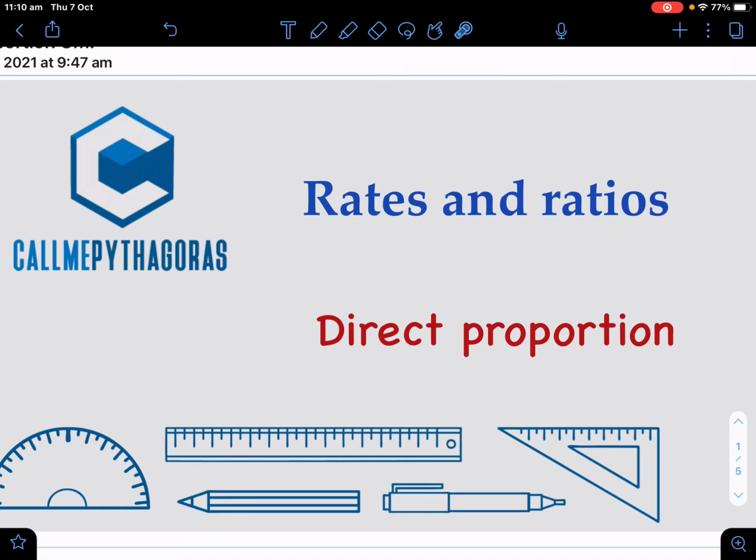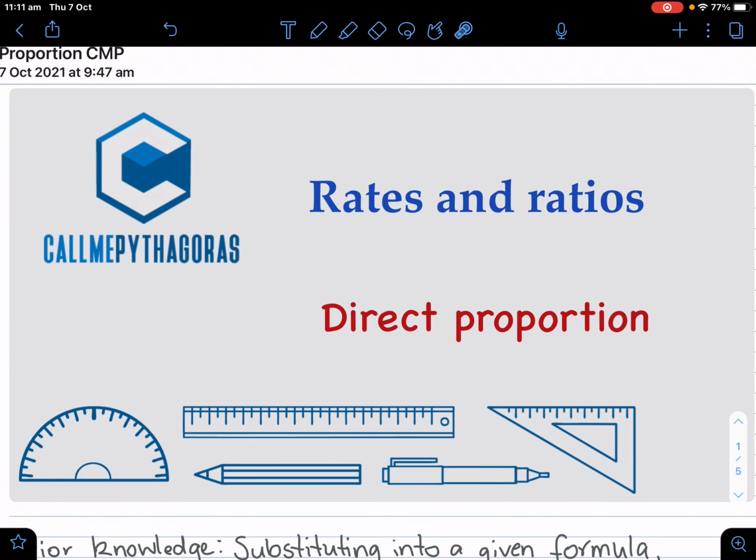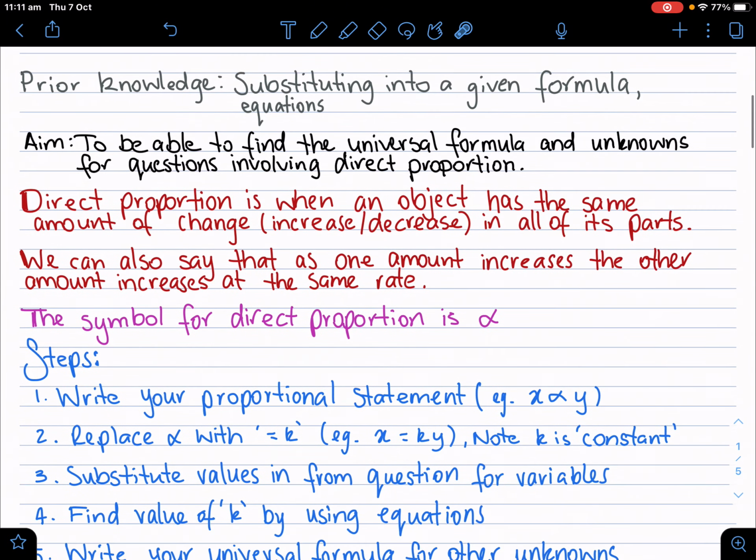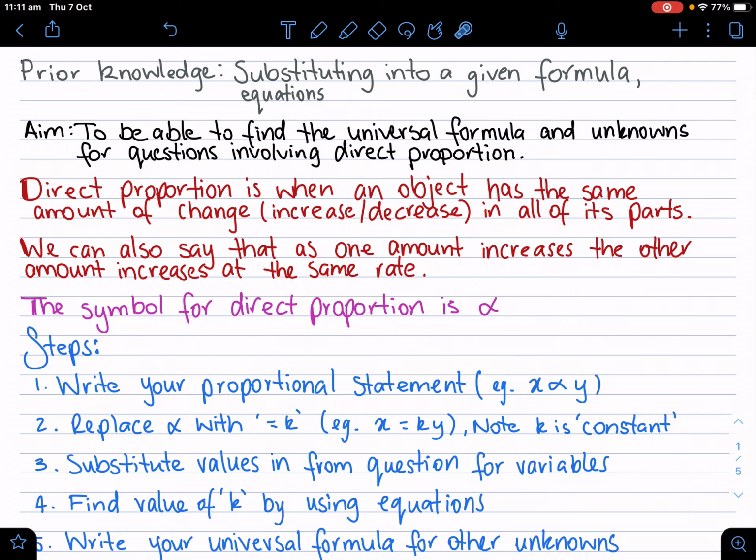Hey guys, so today we're going to talk about direct proportion, which is part of rates and ratios. The aim of this video is that by the end of it, you should be able to find the universal formula and unknowns for questions that involve direct proportion. Now, all of these words may mean nothing to you right now, and you may be a little bit confused, but as we go through the examples, everything will start to fit in place.